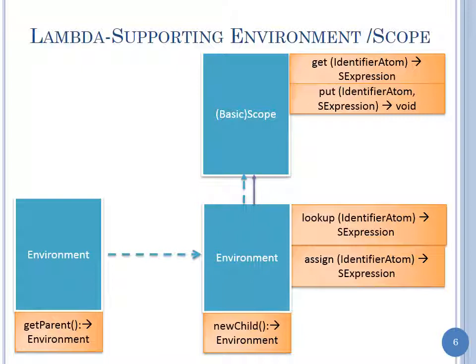So the new child and get parent are given to you. In the abstract environment class that you're given, these are implemented, so you don't have to worry about what they do. I mean, you have to worry about it from a conceptual point of view, but not from an implementation point of view. So our job now is to define lookup and assign, given that we now have this linked list of environments. Questions?